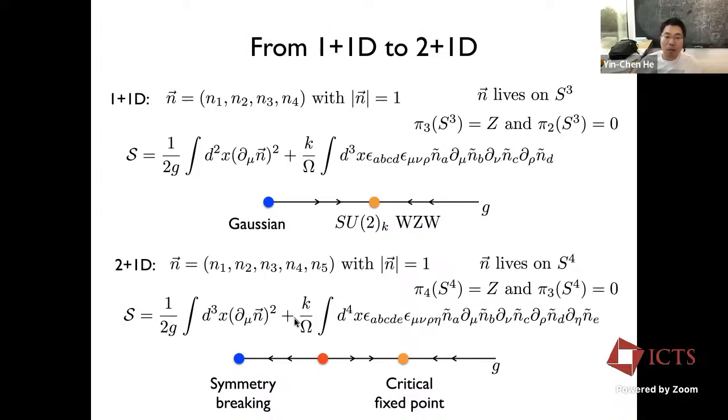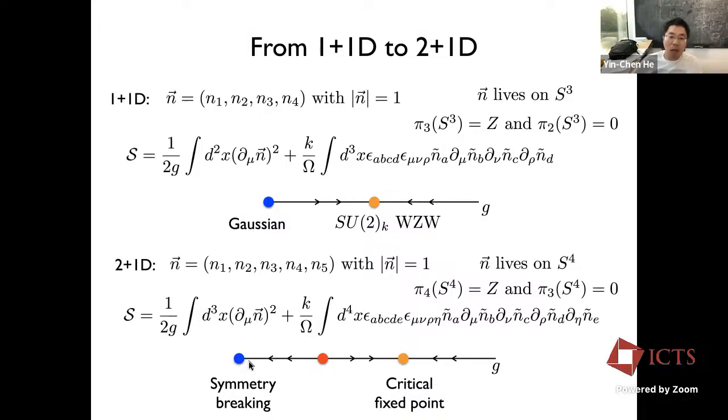But different from 1+1D, this model is non-renormalizable if we want to consider any fixed point other than the symmetry breaking fixed point. So at zero coupling, this theory will just spontaneously break my global symmetries. In other words, this n field will get a finite expectation value, and the ground state manifold is just S4, the target space of the nonlinear sigma model. We know that in 1+1D that won't be the case, because of the Mermin-Wagner theorem. But in 2+1D, we will have symmetry breaking.